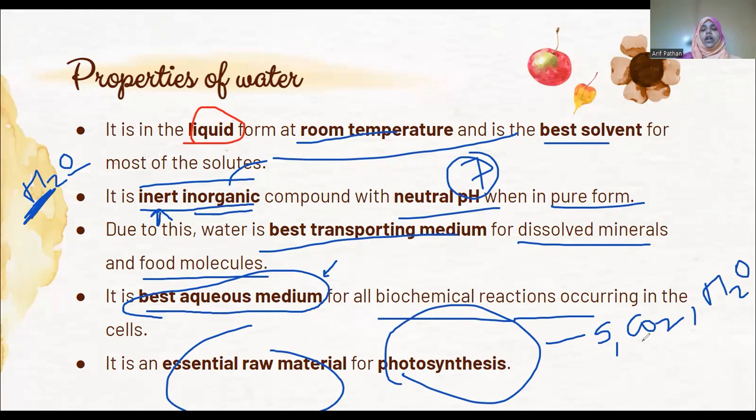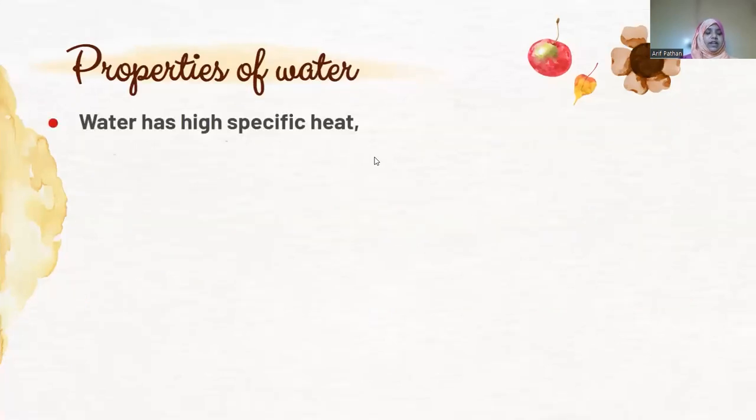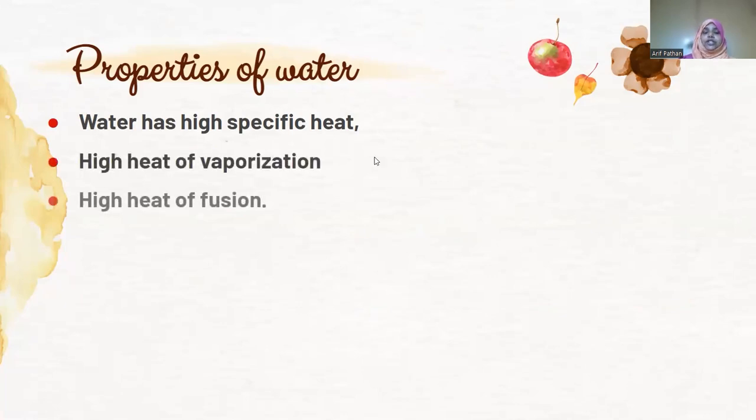Water, in addition to carbon dioxide and sunlight, is needed, but without water, nothing will happen. So water is very, very important for photosynthesis to happen. Moving to a few more specific properties of water: water has high specific heat, high heat of vaporization, and high heat of fusion.